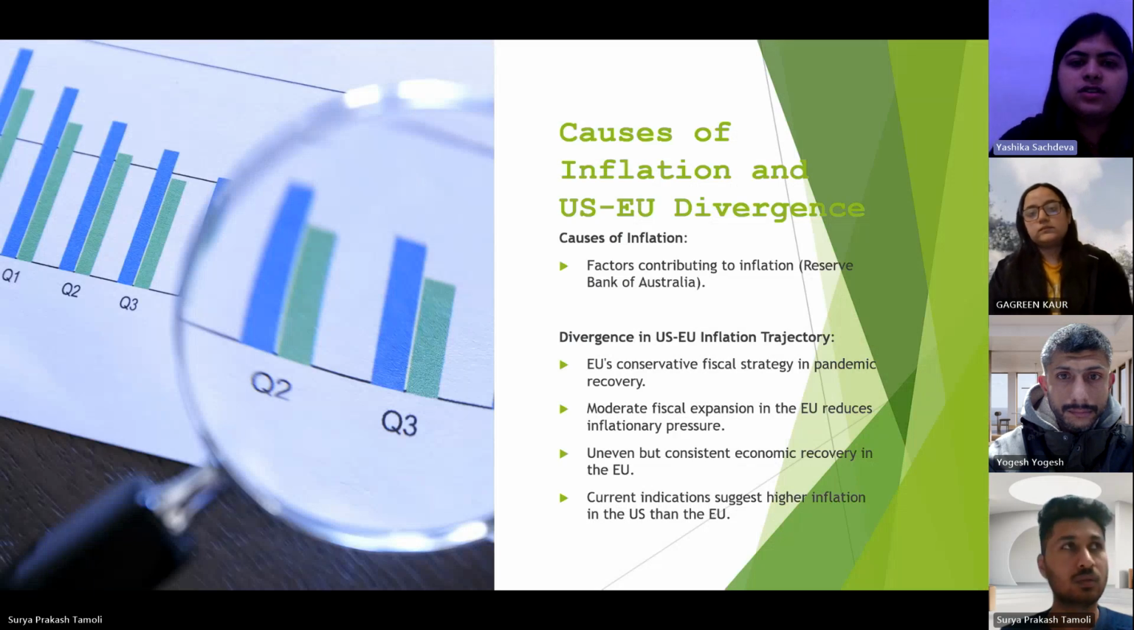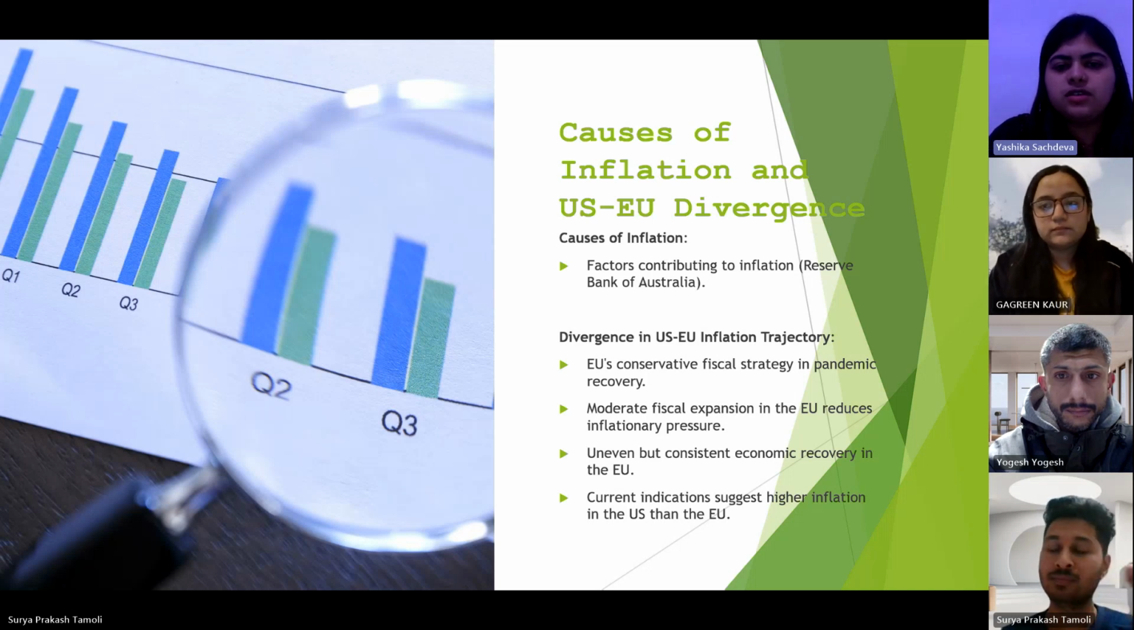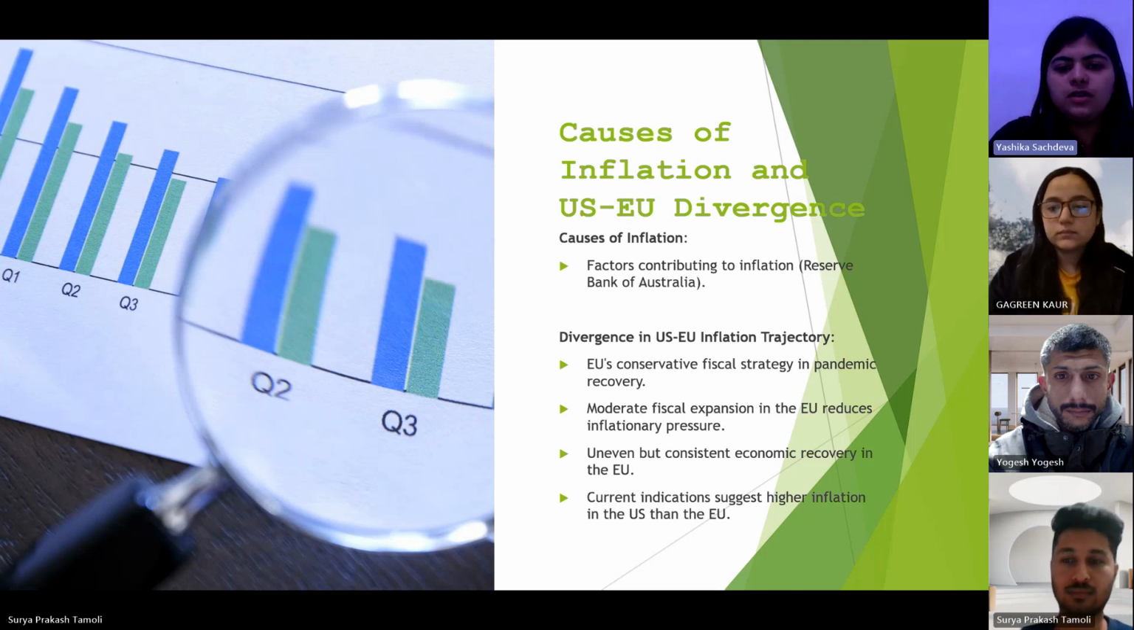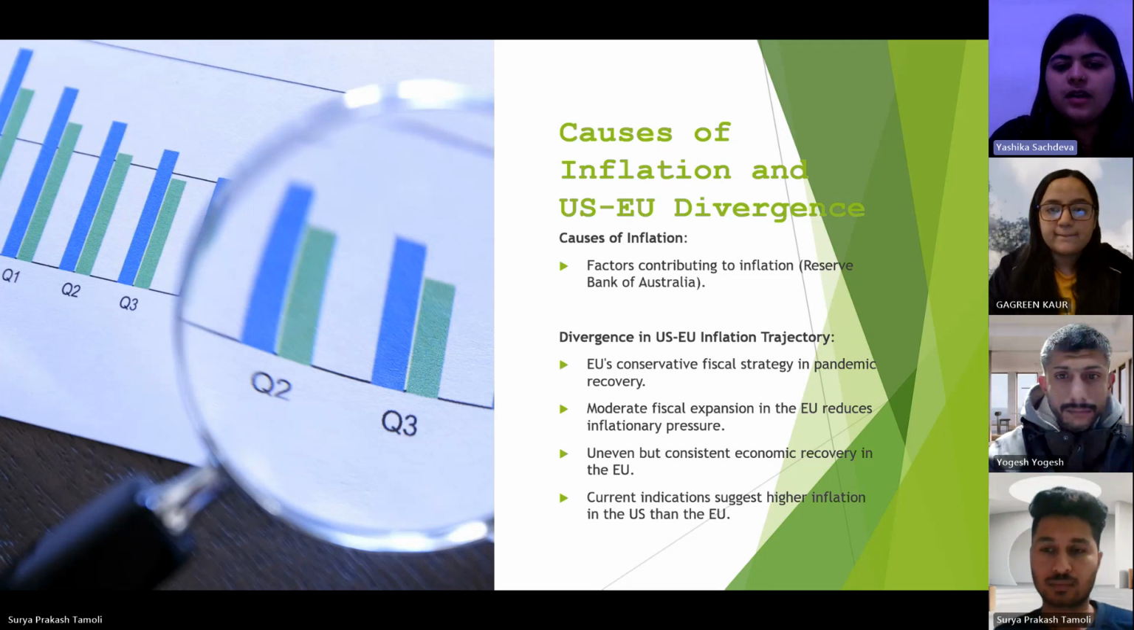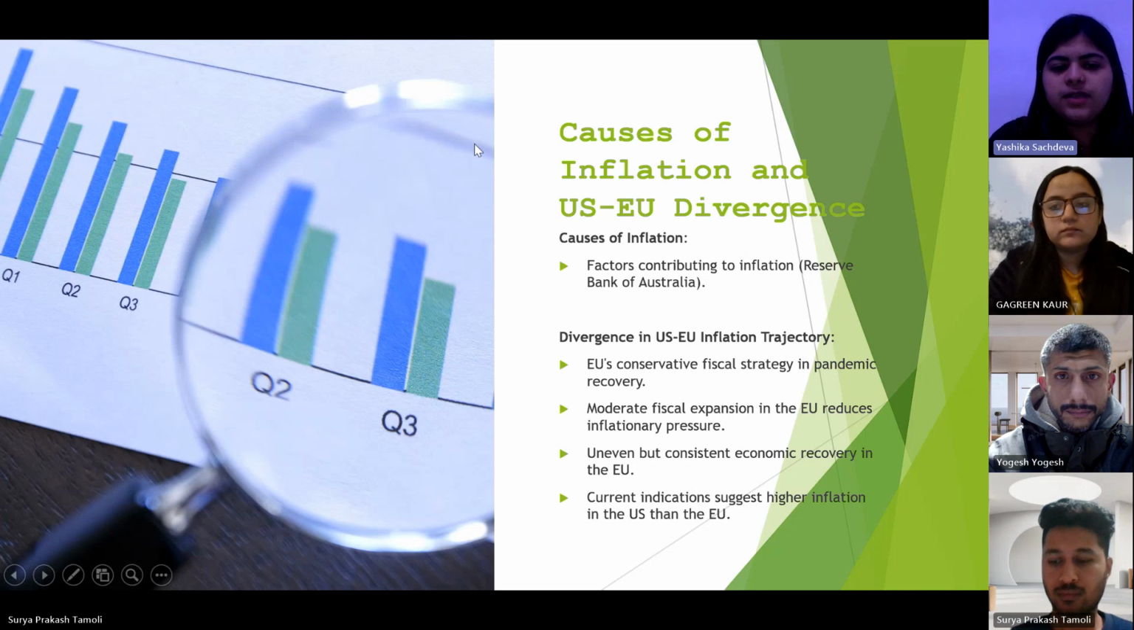Causes of inflation and US-EU divergence. There is divergence in the US-EU inflation trajectory, which is due to the EU's conservative fiscal strategy in pandemic recovery. Moderate fiscal expansion in the EU reduces inflationary pressure. There is uneven but consistent economic recovery in the EU, and the last one is that current indications suggest higher inflation in the US than the EU.